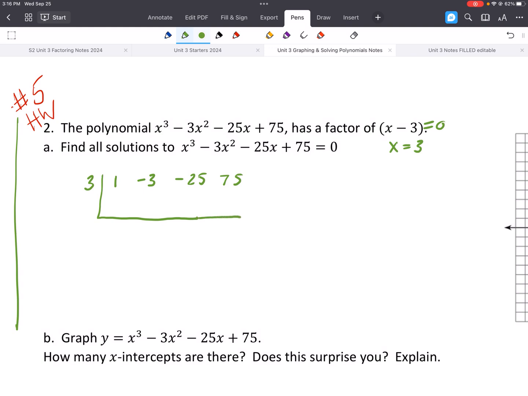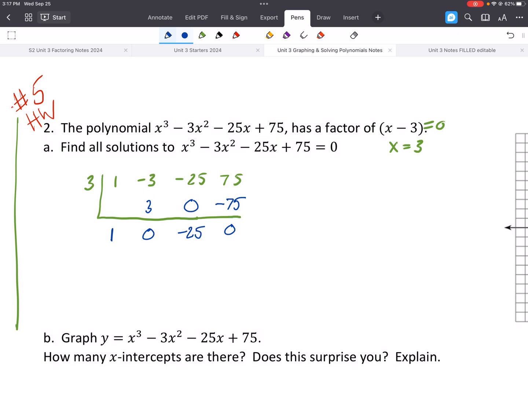Then we will synthetic divide. We bring down the 1, that's our first step, and then we multiply, add, multiply, add, multiply, add. We multiply to give us 3, and then we get a 0 when we add. We multiply again, which gives us 0, and then we add to give us -25. Then we multiply to give us -75, and we get a remainder of 0.